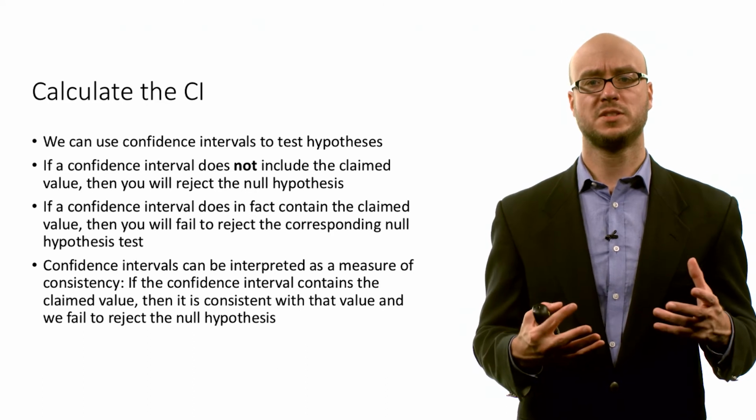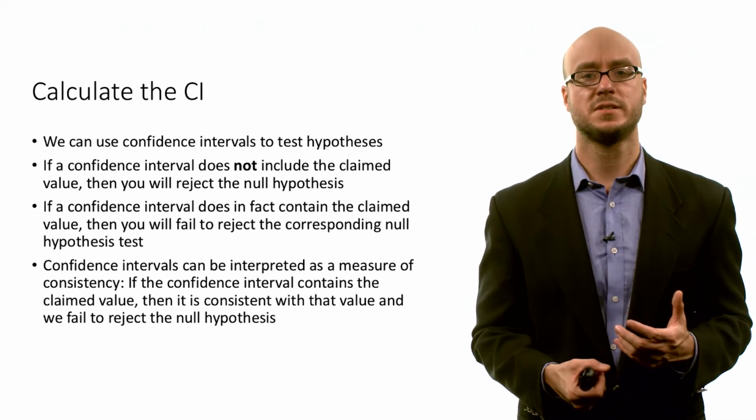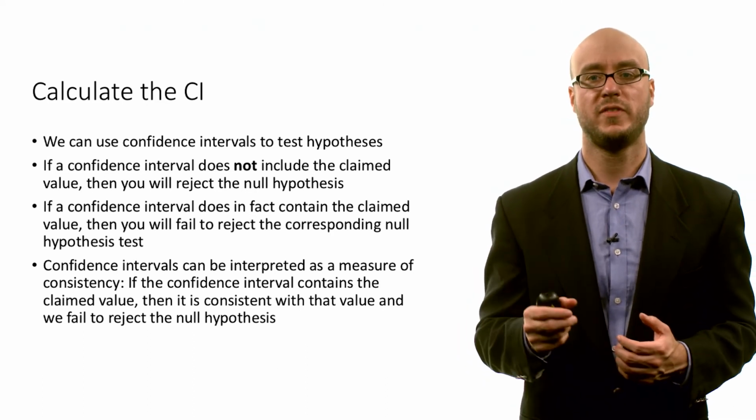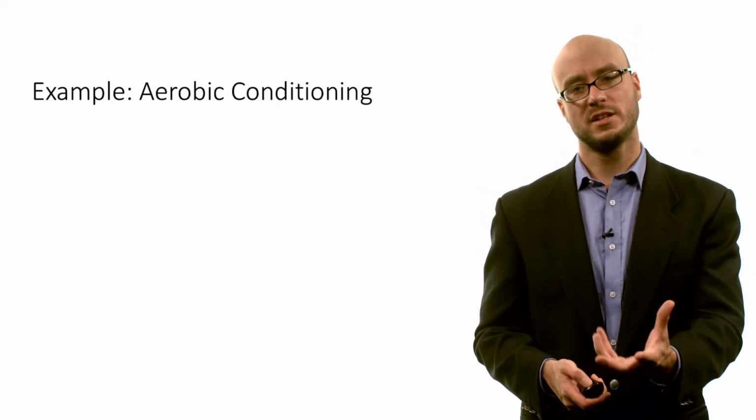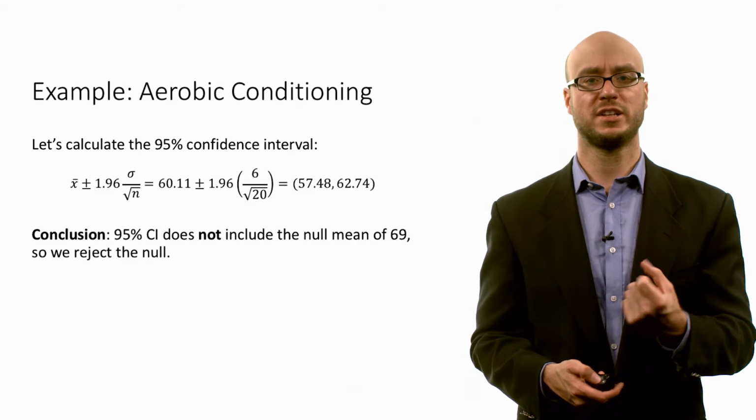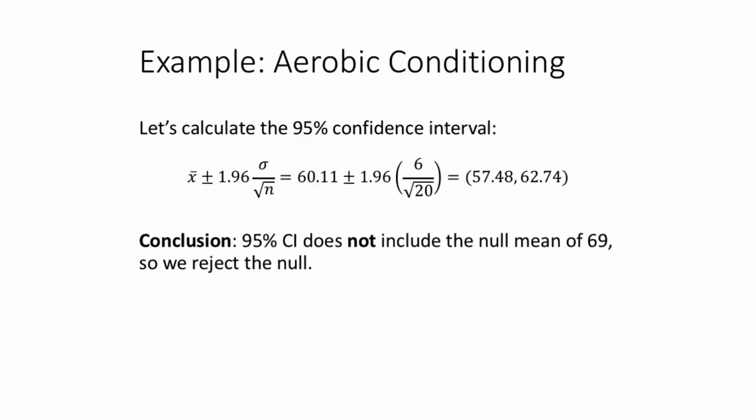One way to think of confidence intervals is that it can be viewed as a measure of consistency. If the confidence interval contains the claimed value, then it's consistent with that value, and we fail to reject the null. So let's go back to this example of aerobic conditioning. Let's collect a 95% confidence interval. A 95% confidence interval is simply our point estimate plus or minus 1.96, that's our value of z star, because when we have plus or minus 1.96, we're going to capture 95% of those sample means around the population mean.